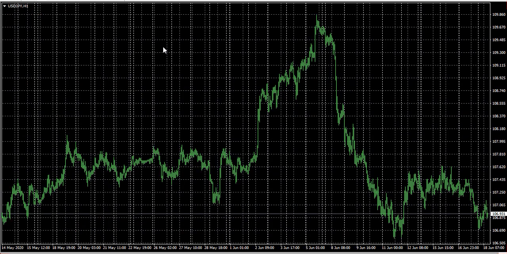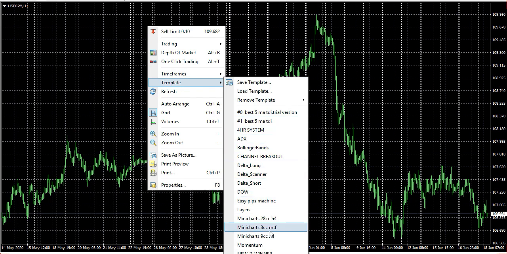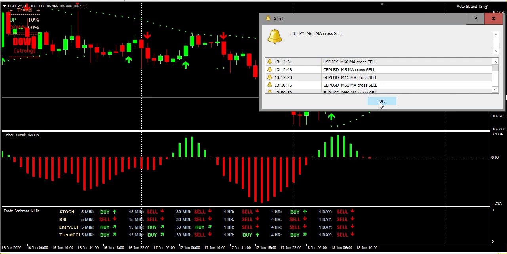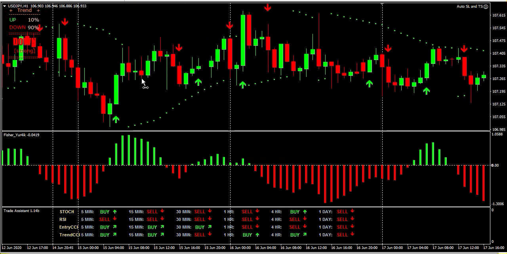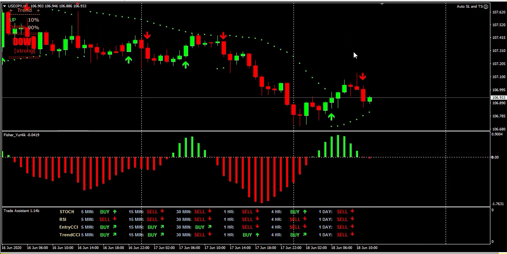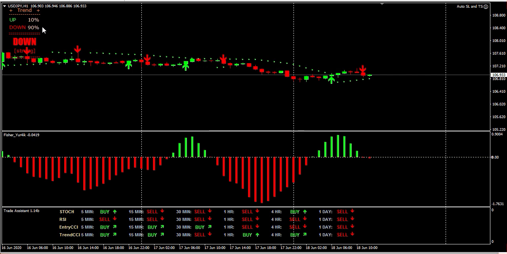This is USD JPY 1 hour. Let's go to the template and set the template as the no-brainer. Now in the no-brainer template, you're seeing that the market is 90% downtrend. The downtrend is strong, 90%. It's telling you it is strong, right?